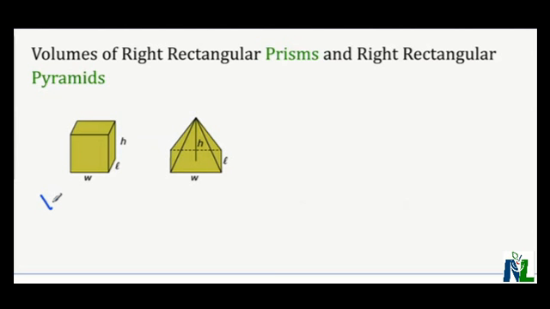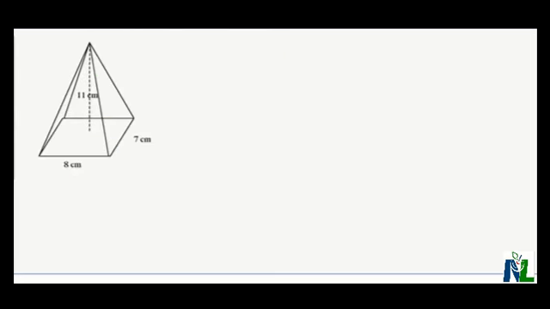The volume of a prism is length times width times height. Now, the volume of a pyramid is length times width times height divided by 3. So the volume of a pyramid is 1/3 that of the volume of a prism. So 3 of these pyramids is equal to 1 of these prisms. So let's look at an example now applying the volume formula.